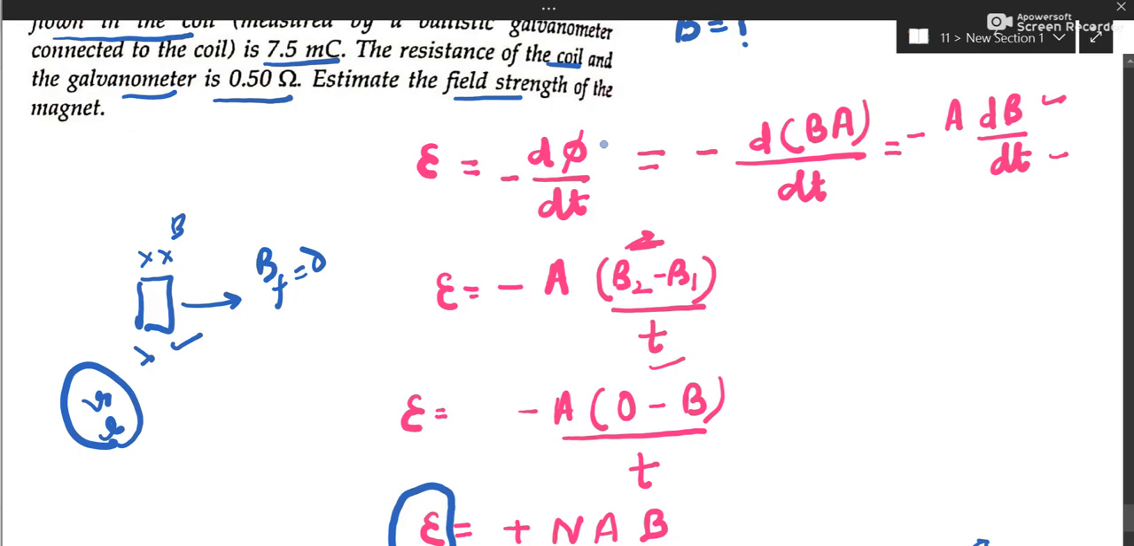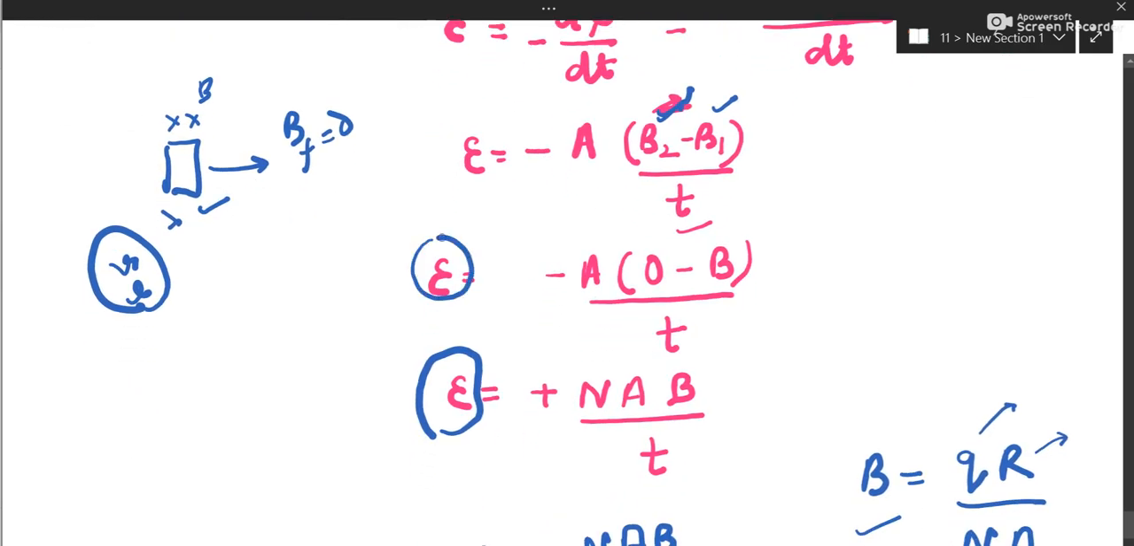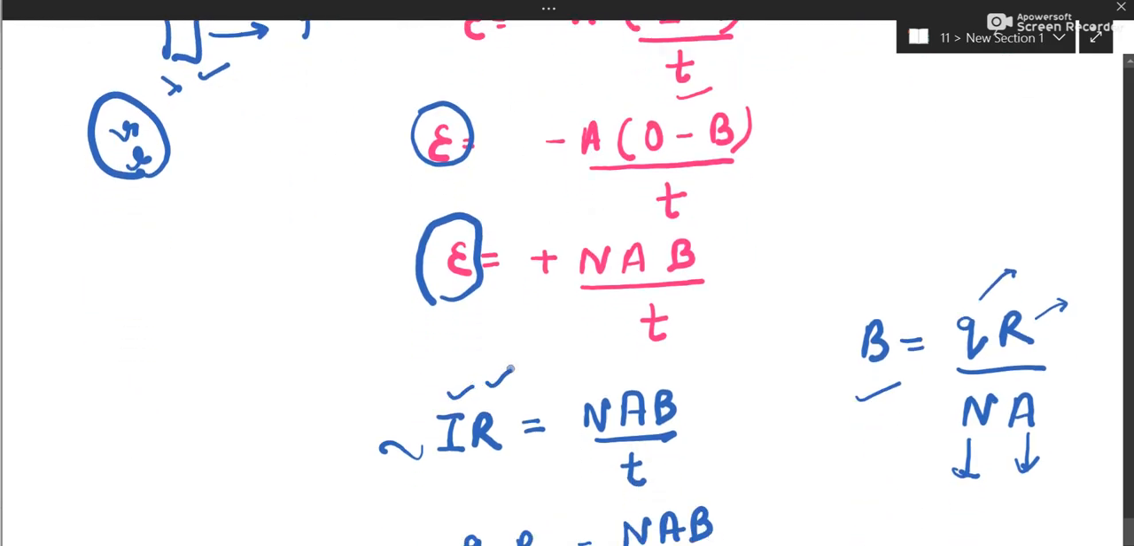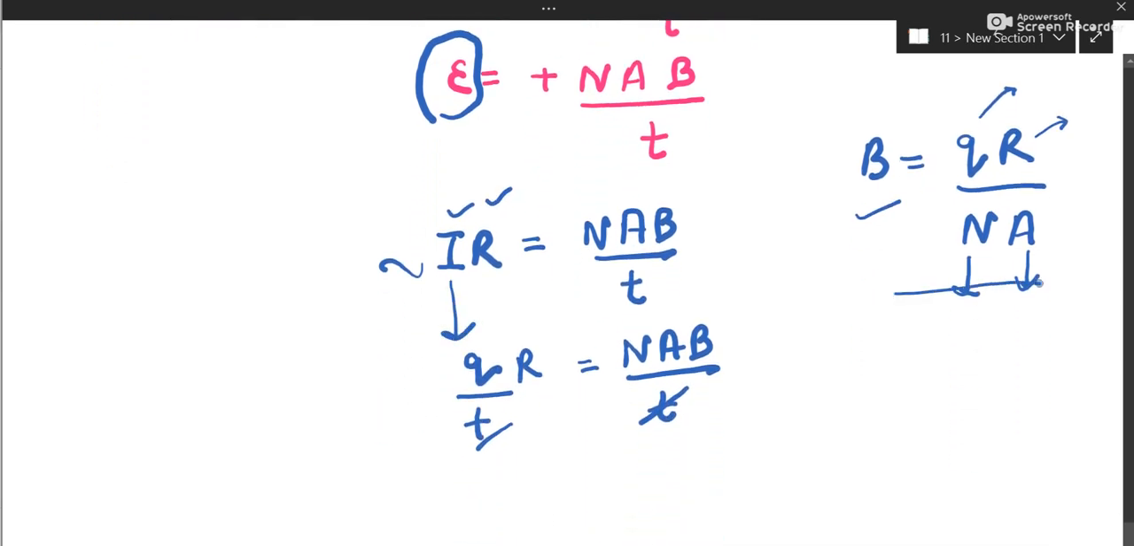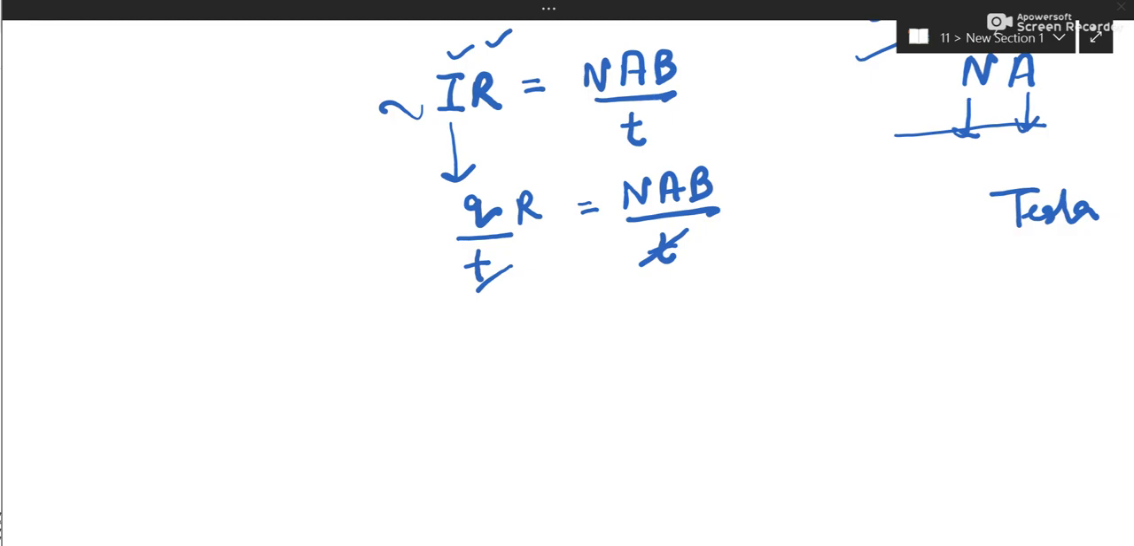And now what we have is number of turns. So we'll use the basic formula. Phi was written as BA. A out, dB by dt. dB is the change in magnetic field, B2 minus B1. Final magnetic field is 0. This is voltage. Voltage can be written as current into resistance, IR. I can be written as this. That's all. Substitute and calculate in Tesla. So children, practice these numericals. The rest of the numericals I will include in the next video.